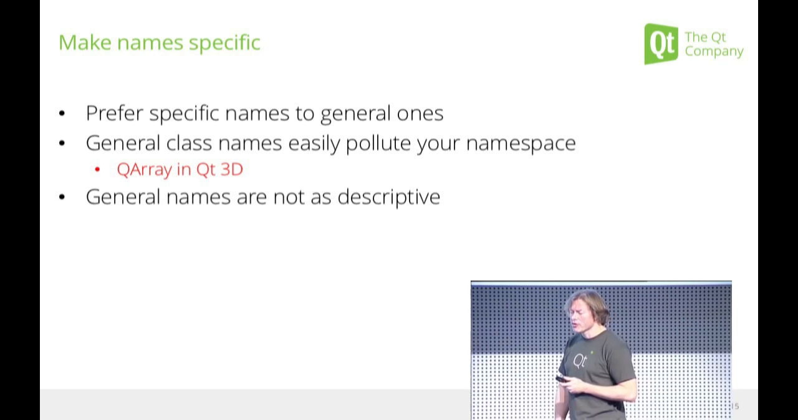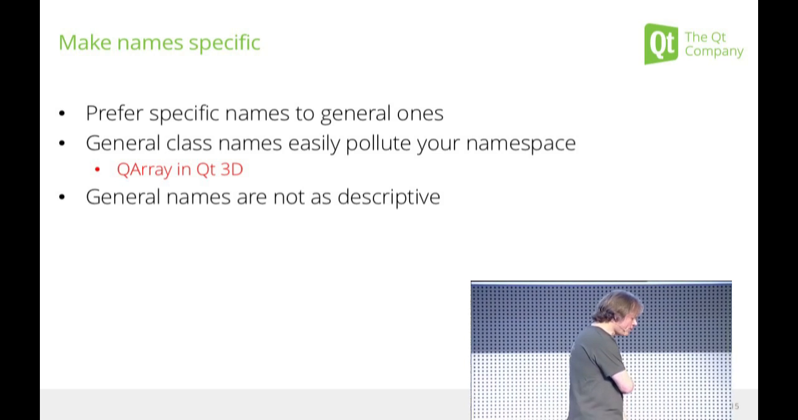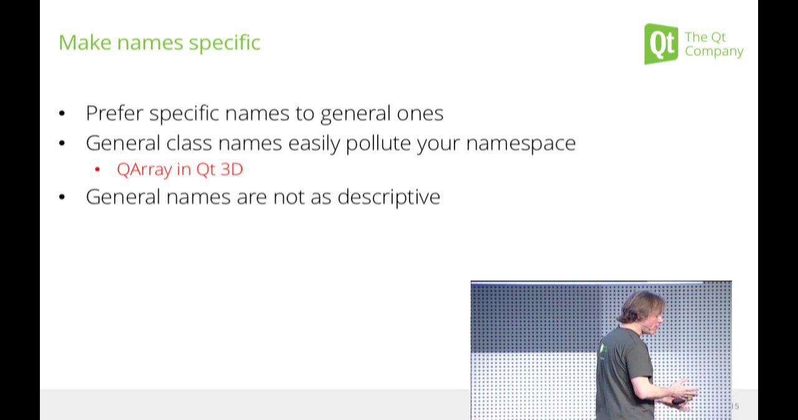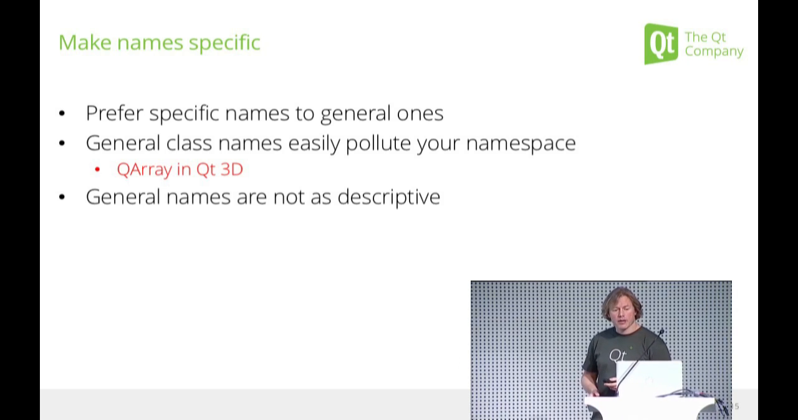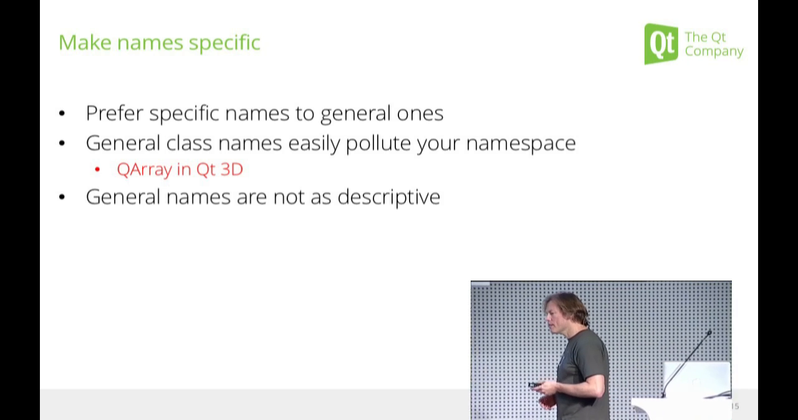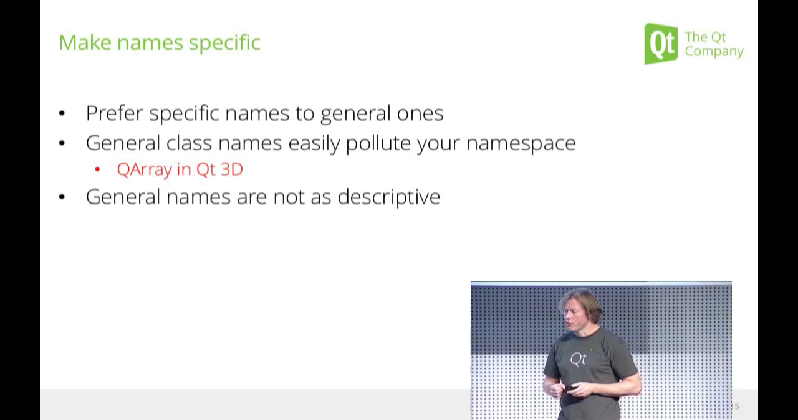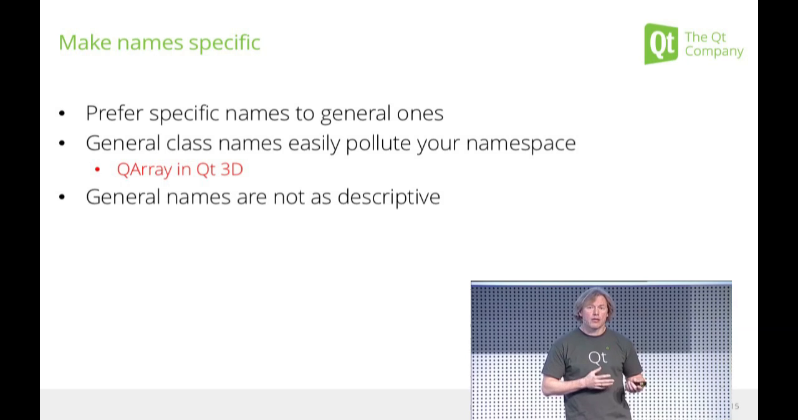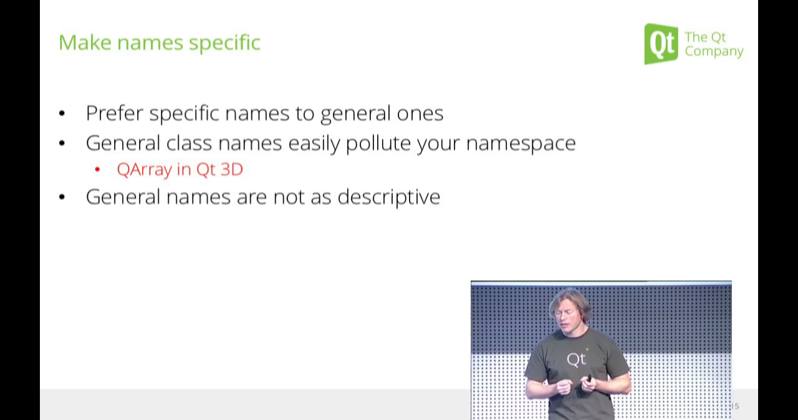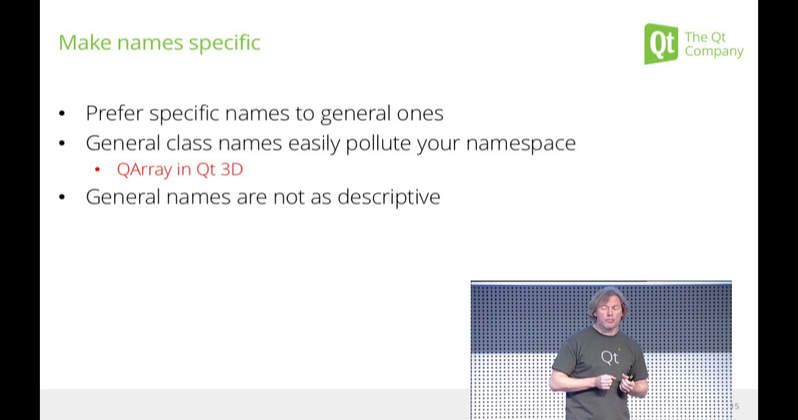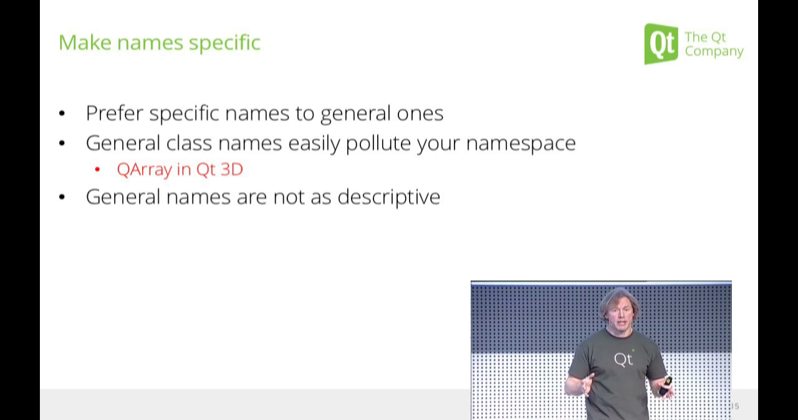Really make names also specific. I've seen lots of people, as I said, have a tendency to write frameworks to generalize things. But I think it's really good if you can try to make names as specific as possible for your purpose. It helps people to understand what the class does. At the same time, it's also a good measure because general names eat up your namespace.